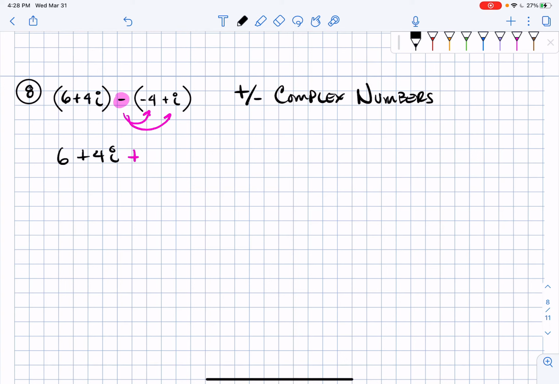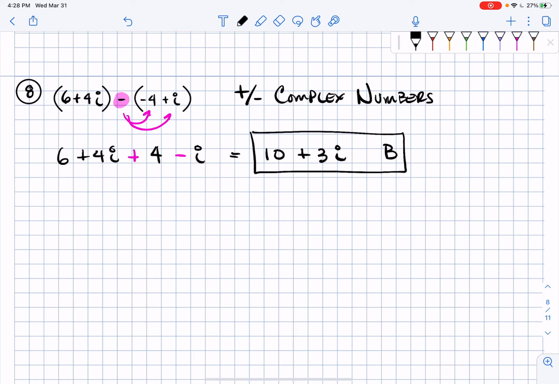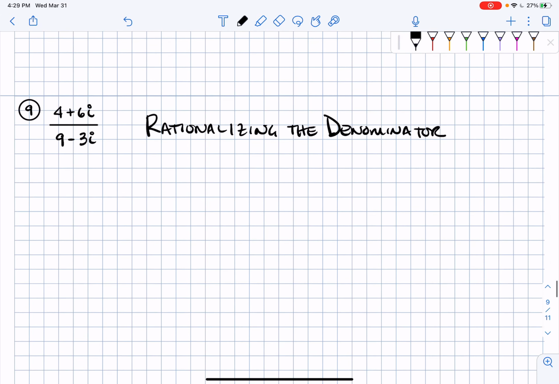plus 4 minus i. Okay, so the 6 plus 4 would equal 10, and then the 4i minus i will give you a 3i. And that is choice B. There you go. All right, on to number 9.